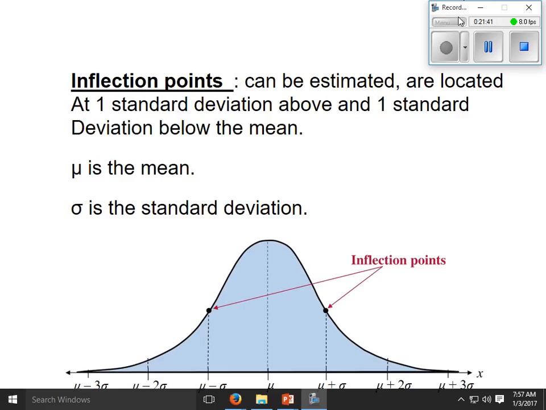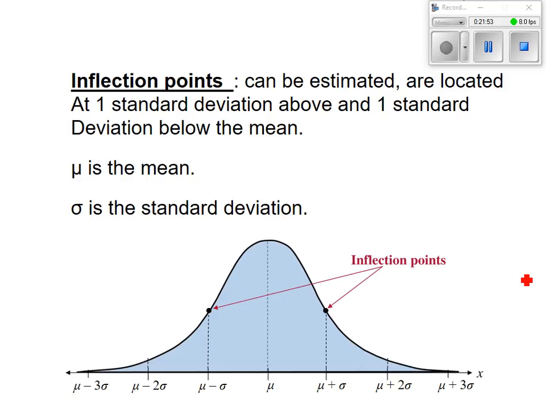The inflection points can be estimated and are located at one standard deviation above and one standard deviation below. Mu is the mean again. Sigma is the standard deviation. We just got done talking about all that. Again, remember, you're looking at that curve, how it's split up there.